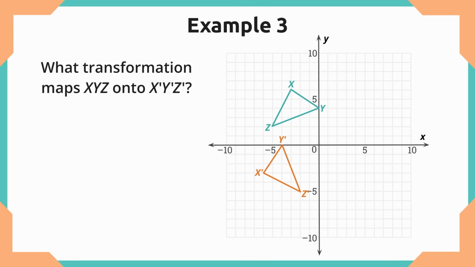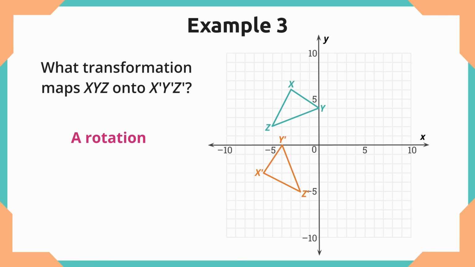Here we have 2 triangles. What transformation maps XYZ onto X', Y', Z'? Well, the points on both figures read clockwise, which means it can't be a reflection. Let's check if each pair of corresponding points is in the same position around the triangle. Nope, point X is at the top of the triangle, but X' is on the left. That means it can't be a translation. So this must be a rotation.